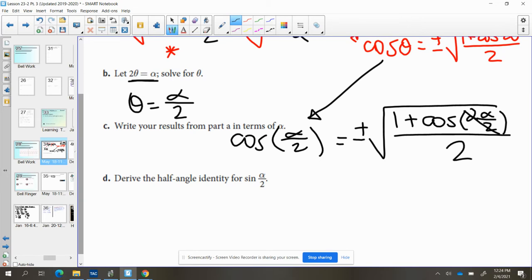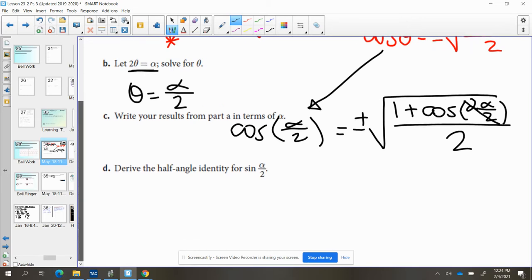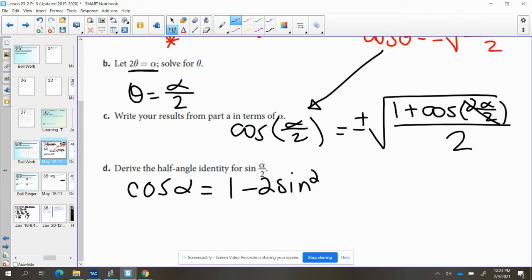Now the sine can be derived in a very similar fashion. With sine, we know that cosine of alpha equals 1 minus 2 sine squared, and again, alpha is divided by 2. This is just substituting in instead of saying 2 theta, and we're now canceling some of these out. So that's all that's happening there.